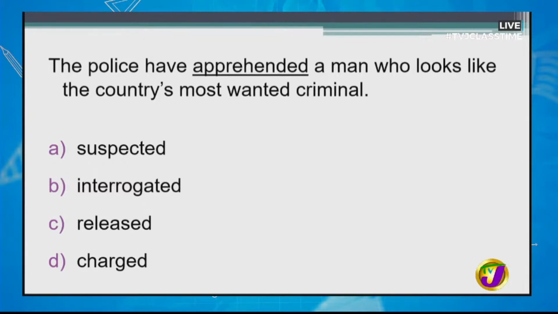Suspected, interrogated, released, or charged. Which of those four? Should be easy, you know, should be really easy. All right, so apprehended is the opposite of released. If you didn't catch him, you let him go. All right, so next sentence.